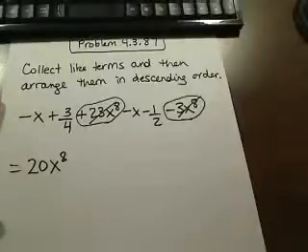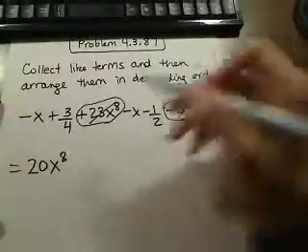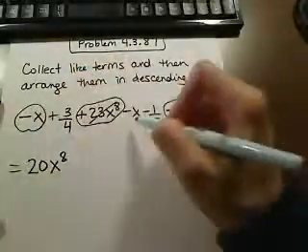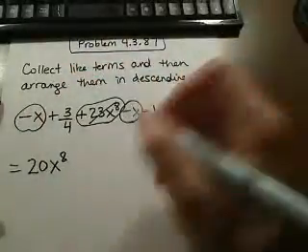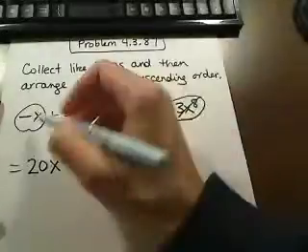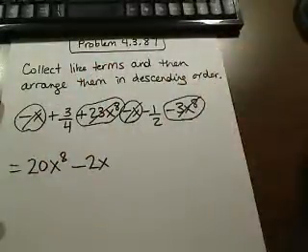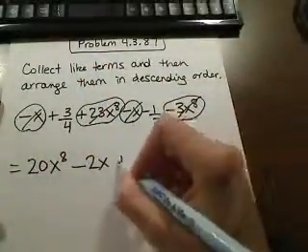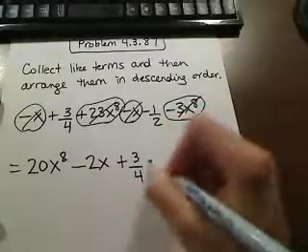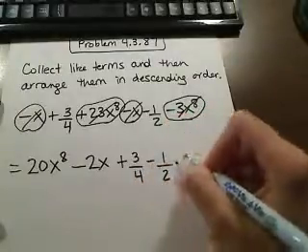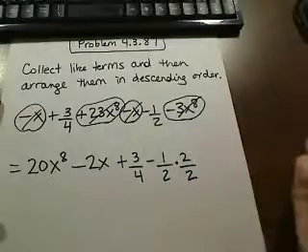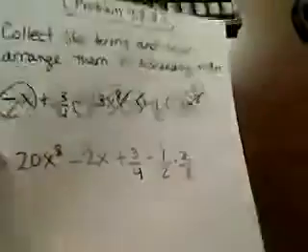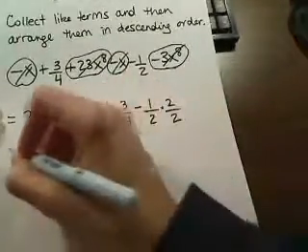The next largest thing in terms of exponent would be the x. So we've got a negative x and another negative x. So that's negative 2x. And we can cross those off. And then we have our constants, the 3/4 and the 1/2. And we'll need to get a common denominator here as well. So multiplying by 2 over 2 to get the common denominator of 4.